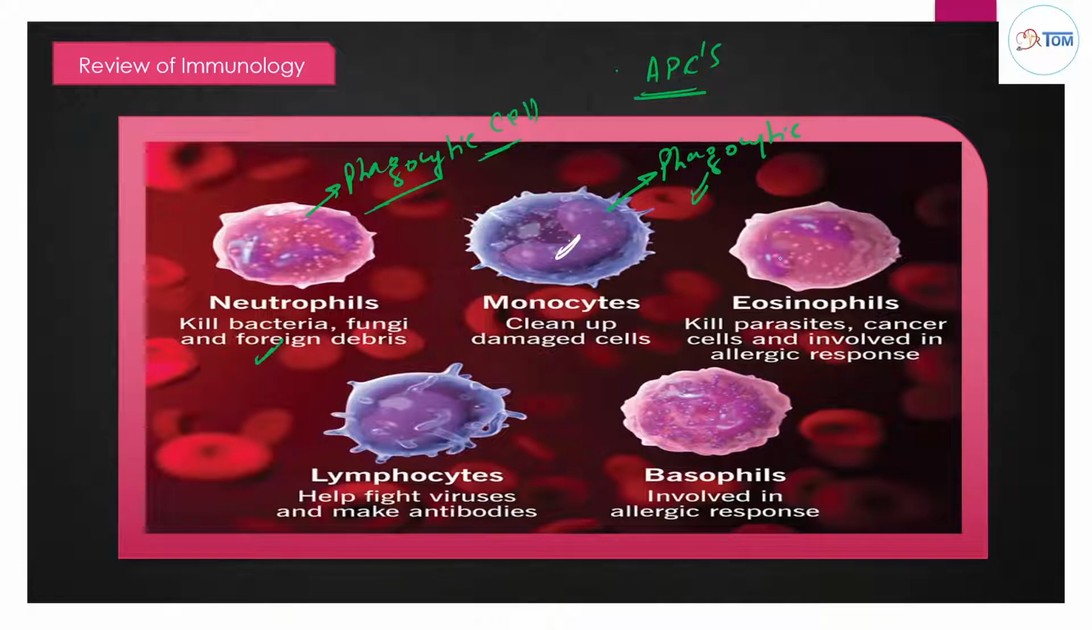Then we have eosinophil. You can see the granules in them. Although monocytes do not have granules, it is visible here. Then we have lymphocytes, which do not have granules. Lymphocytes are again of two types, T and B lymphocytes. Then these are basophils. They are involved in allergic response, or they cause allergic response, or they protect us from allergy.